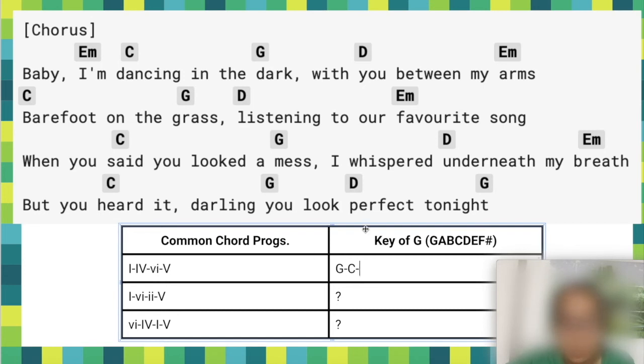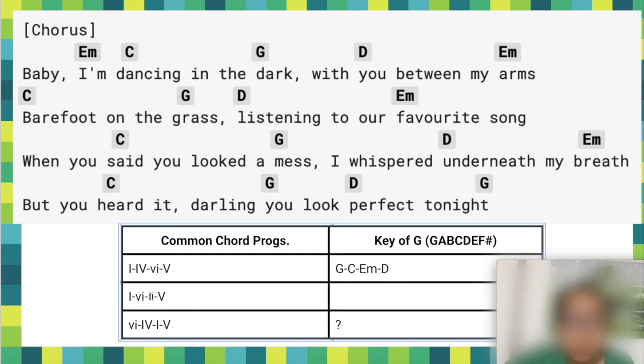What is the sixth chord? That would be an E minor chord. And the fifth chord would be a D major chord. So is it the same? No, it's not the chord progression used in this song. So let's try the next common chord progression.